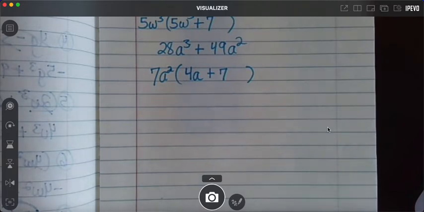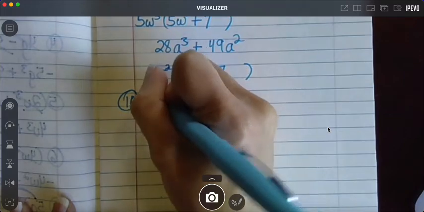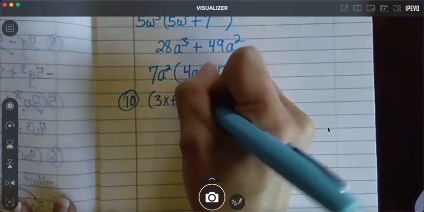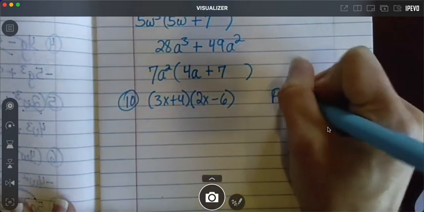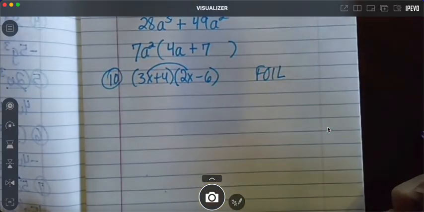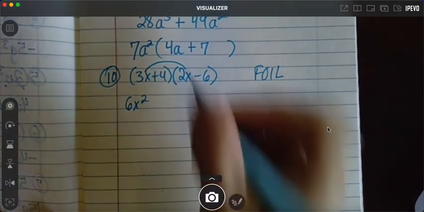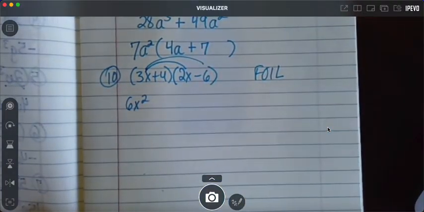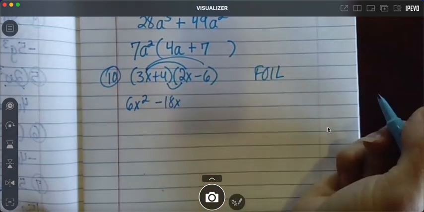All right, number 10. Y'all, if I need to stop or go over something else, just stop me. Number 10, 3x plus 4 times 2x minus 6. And it says to FOIL this, first, outer, inner, last. That just means multiply the first two things. What's 3x times 2x? 6x squared. Okay. What's 3x times negative 6? Negative 18x.